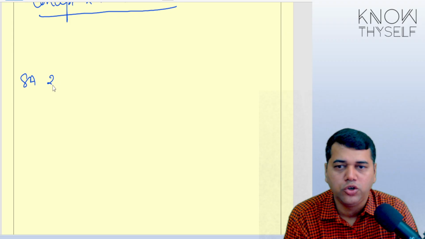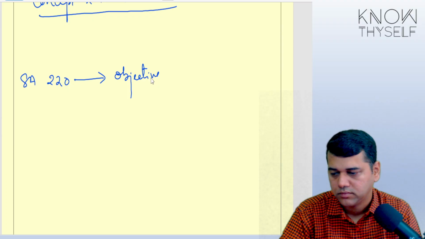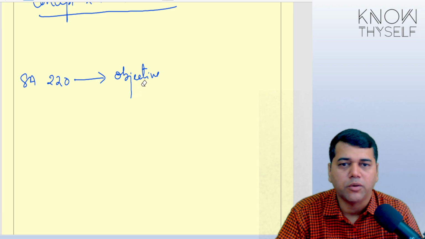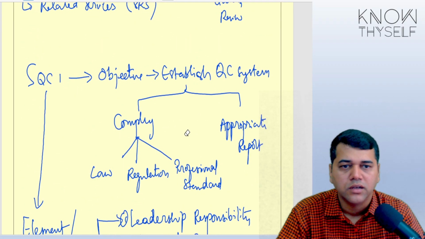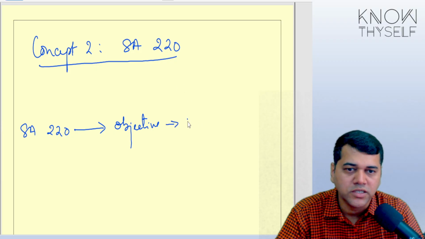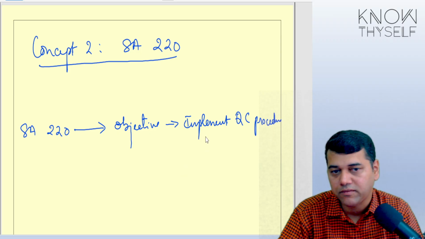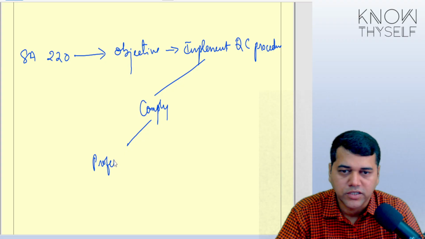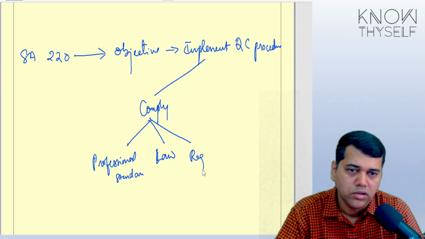So when you talk about SA 220, first thing we have to talk about is the objective. What is the objective? You can copy paste what we have written for the first one. Establish QC system, okay, so here not establish, implement QC procedures at the engagement level to comply with professional standard, law, regulation.